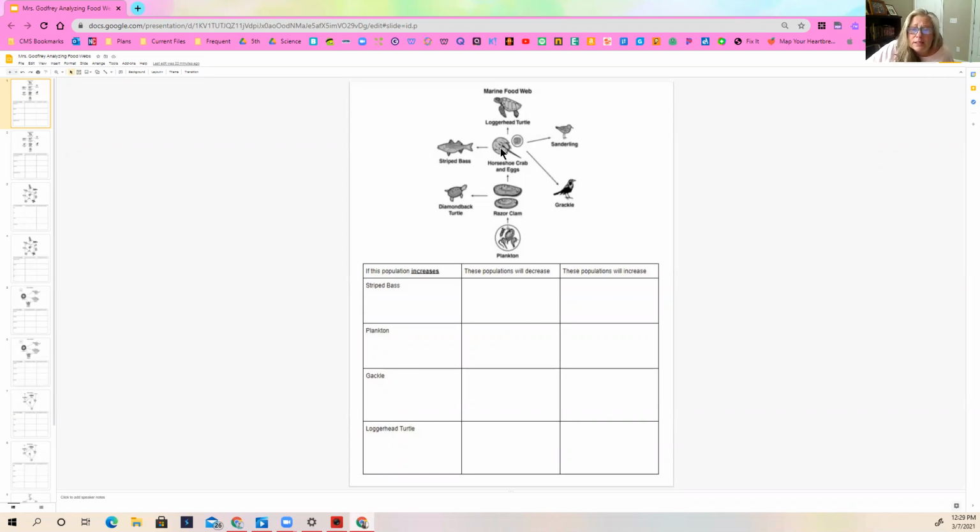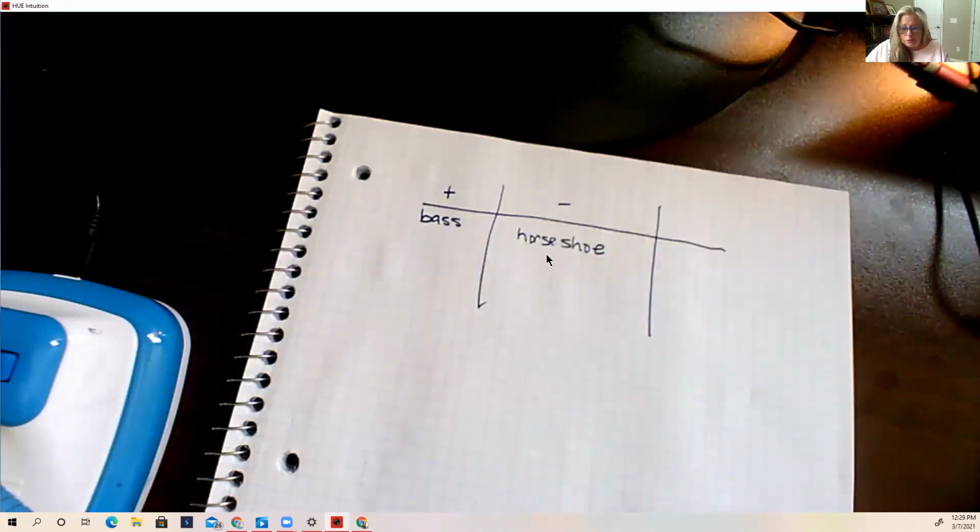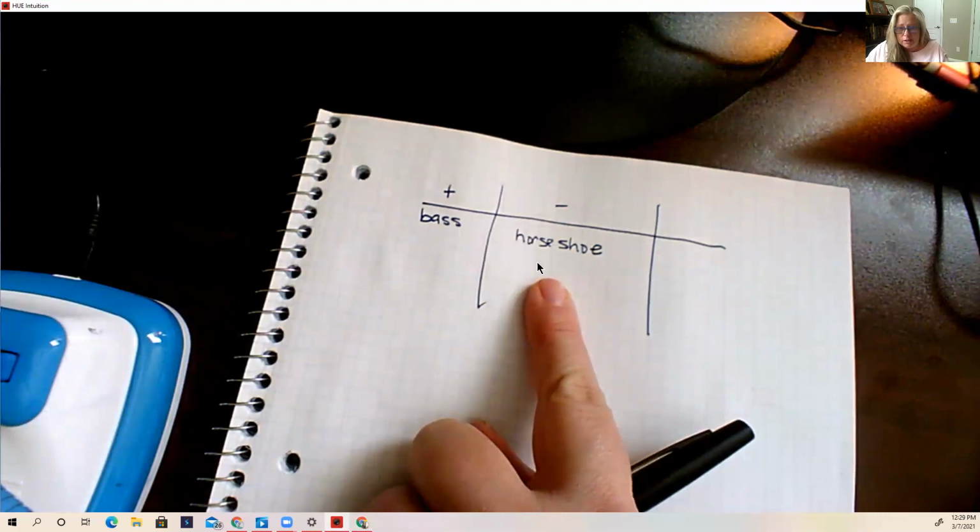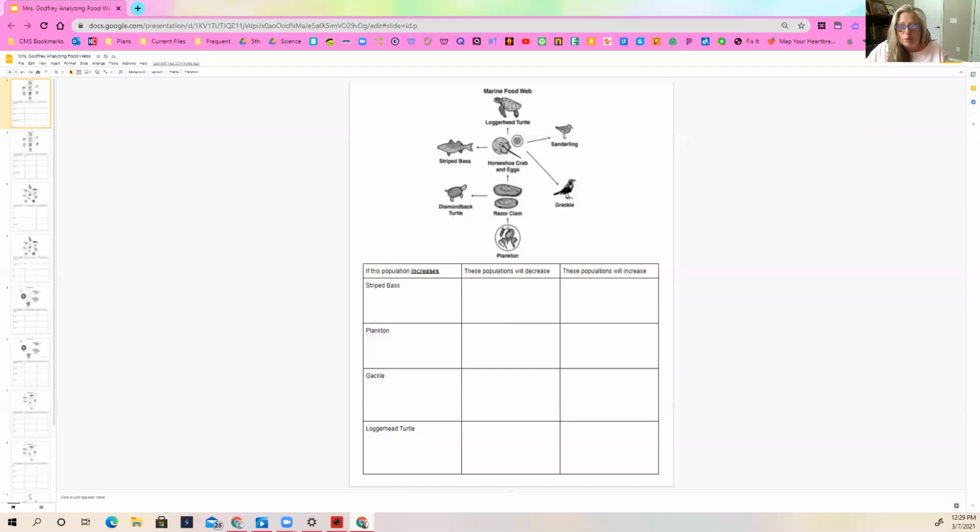Now, the next step, and I can't see anything else that is directly affected by the striped bass because it looks like their diet is mostly horseshoe crabs. But here's where it gets a little more tricky. Now you know that the horseshoe crabs are the ones that are going to decrease. So what that means is there won't be as many horseshoe crabs to eat the things that the horseshoe crab eats. The arrow points to the eater. The horseshoe crab is the eater.